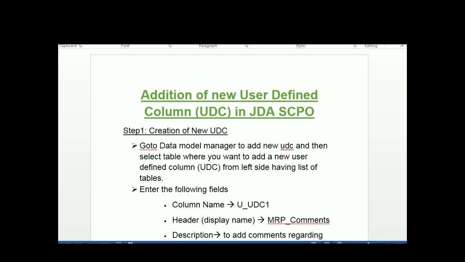This will be for the addition of any new functionality, and we also used to get requirements to add new columns to the existing tables to store data. Once you add a new user defined column, UDC, in JDA SCPO, in order to access that new UDC in the FE pages of the JDA, you need to process two steps. First, you need to create the new UDC.